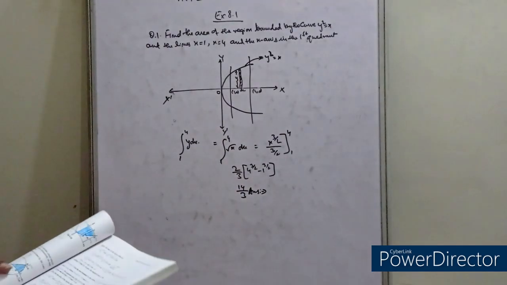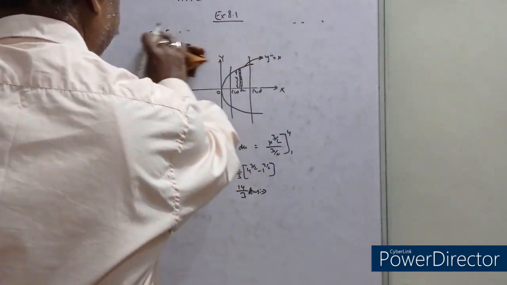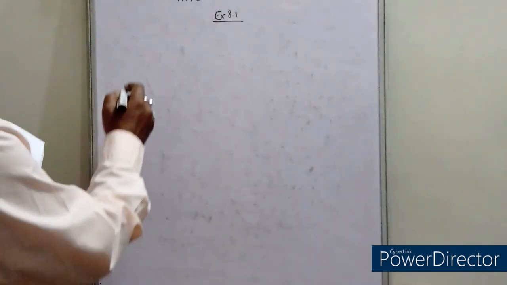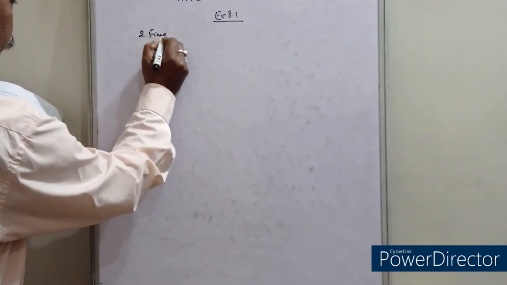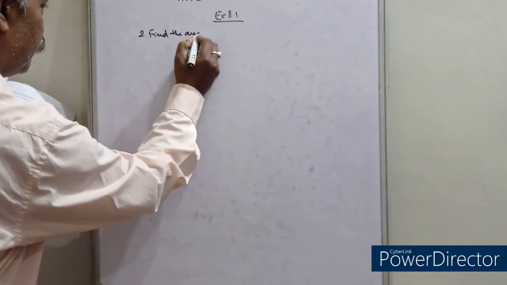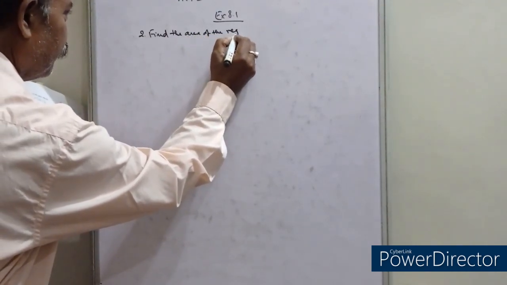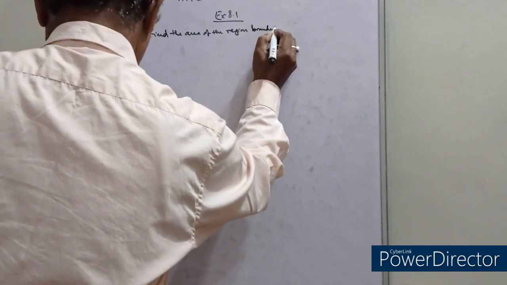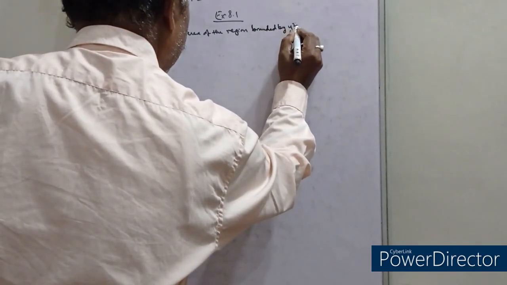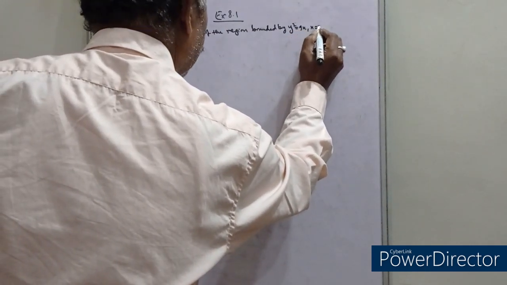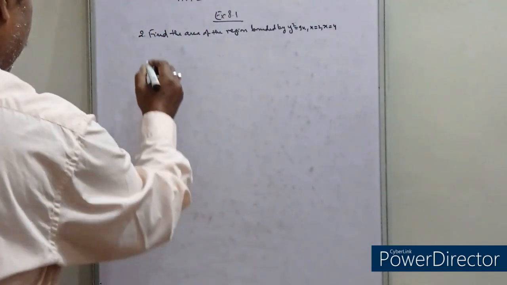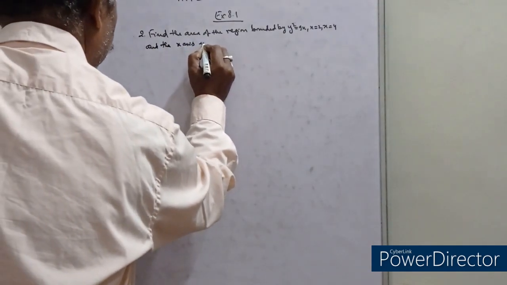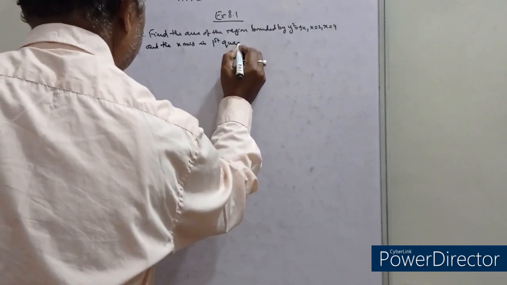Now, I am going to the second question. The second question is: find the area of the region bounded by y square is equal to 9x, x is equal to 2, x is equal to 4, and the x-axis in the first quadrant.